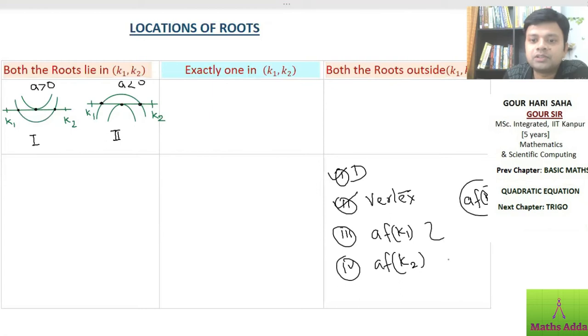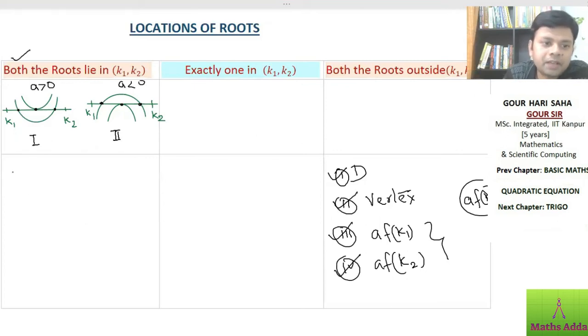This is similar. In the previous one it was one real number k which was deciding the position of roots, so it was AFK. Now there are two real numbers K1 and K2 which decide the position of roots. So that's why AFK1, AFK2, right? This means it is almost the same as the previous one. So these four things will decide the situation for both the roots lie in K1, K2.